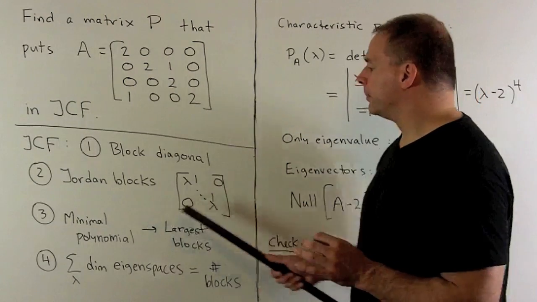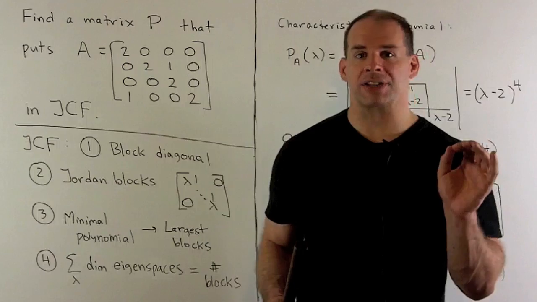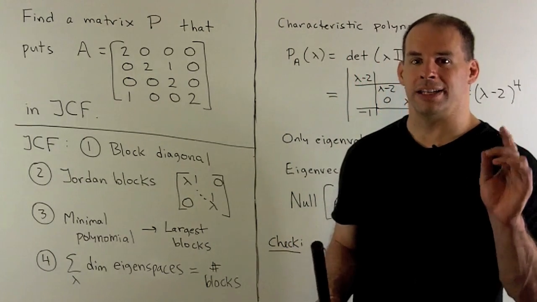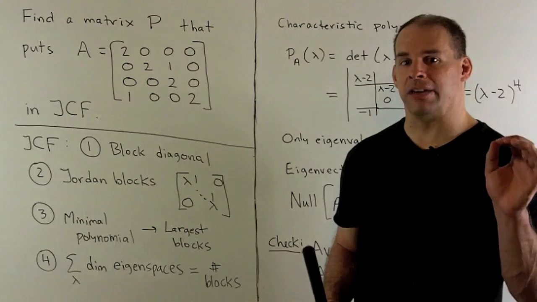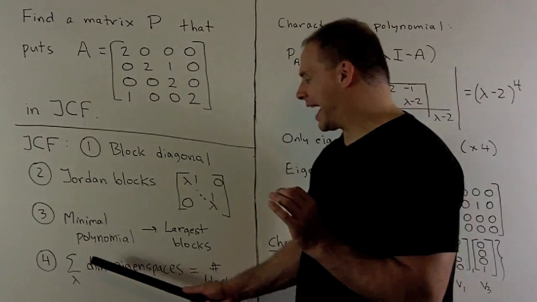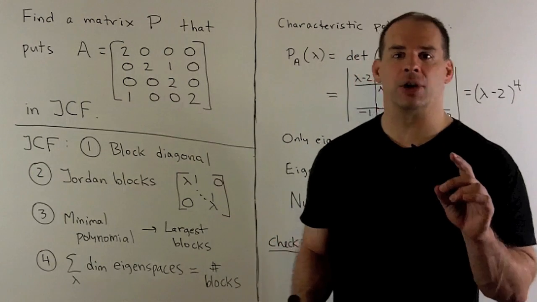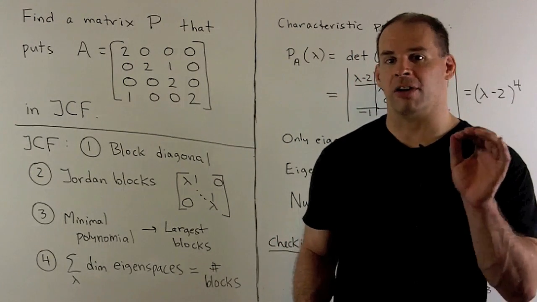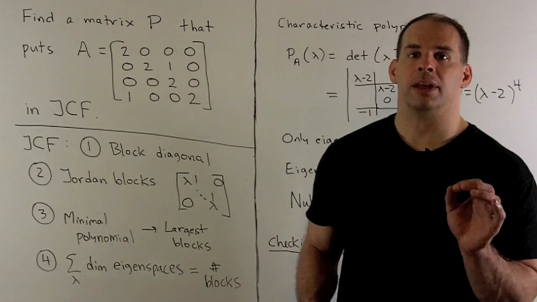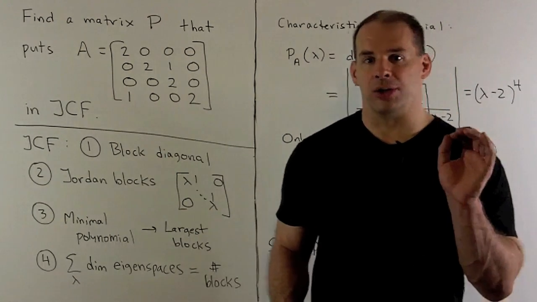Now with that, we need to get a handle on what kind of blocks can appear. So we'll use the minimal polynomial to get the size of the largest block for a given eigenvalue. Then, if we find the dimension of the eigenspaces for a given eigenvalue, that'll tell us the number of blocks for that eigenvalue. So, let's take a look at eigenvalues and eigenvectors.